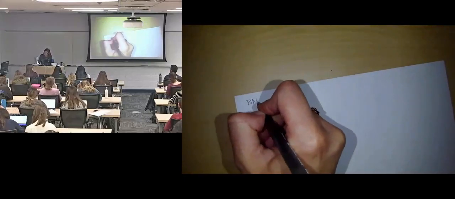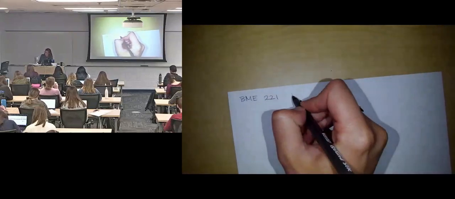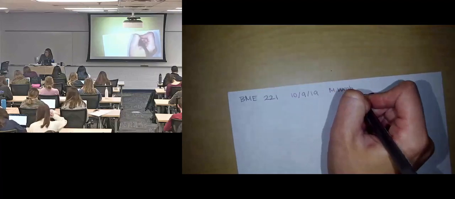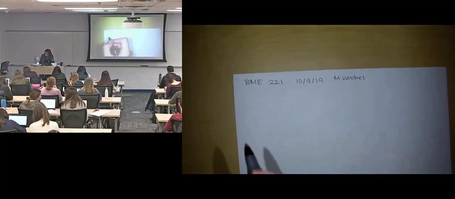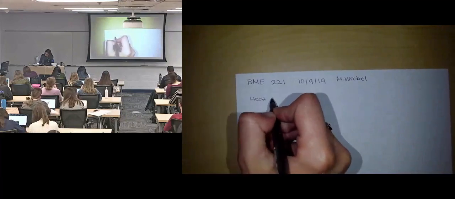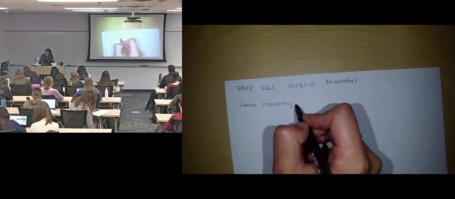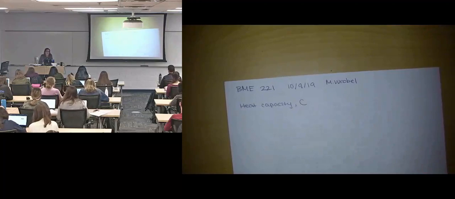Definition of heat capacity. Someone can just shout it out for me. What letter is it given by? Capital C, love it. Okay. Just read it from your notes for Monday. Somebody has to have it at their ready.